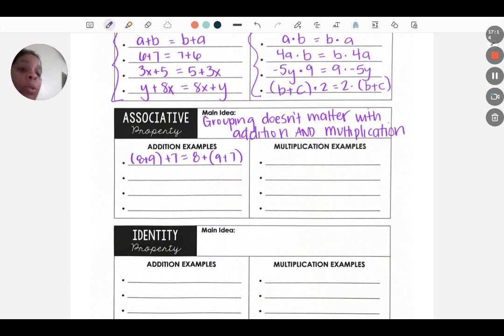All right, here we're going to do it with variables. Let's say we have x plus y grouped together, plus z, is the same as x plus y plus z. Same concept, just changed it to variables. All right, and then let's add some numbers to our variables, our letters, right?